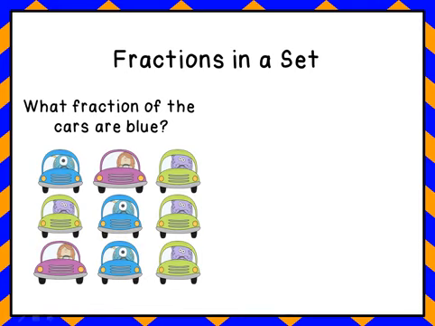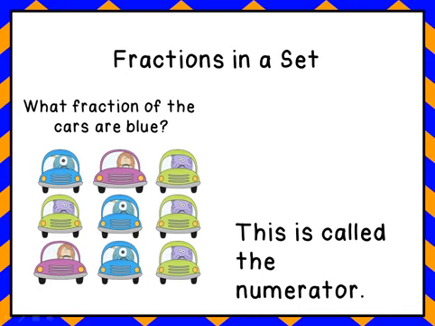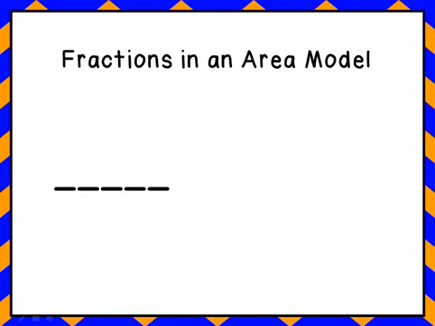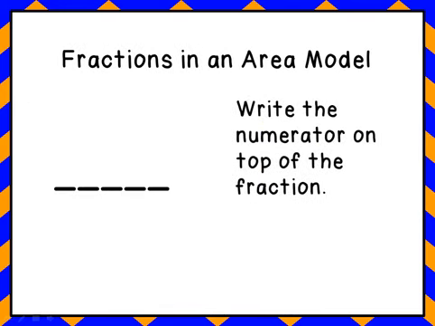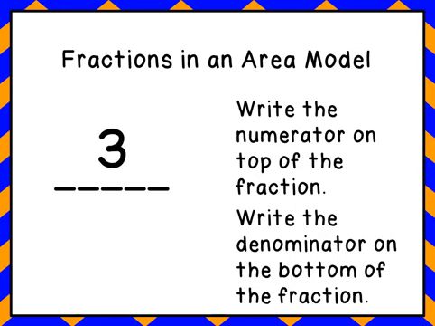And now the next thing we're going to do is count the blue cars. We got 1, there it is, 1, 2, 3 blue cars. That number is called the numerator. So we write the numerator on top of the fraction. We had 3 blue cars. We write the denominator on the bottom of the fraction. We had 9 cars altogether. So to answer the question, what fraction of the cars are blue? 3/9 of the cars are blue.